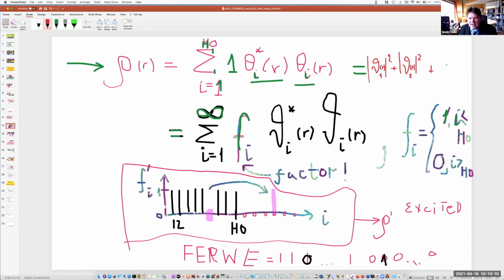Now, I can artificially put here the third orbital, theta 3 absolute value square. But in order to have an equal sign here, I put theta 3 multiplied by 0. And here I can put theta 1 multiplied by 1, theta 2 multiplied by 1. So it is a little mathematical trick. I can add as many orbitals as I want, but in order to keep the same result, I will multiply them by 0.